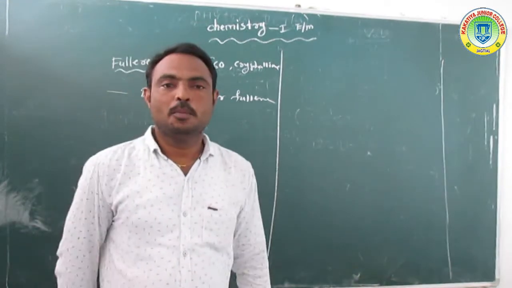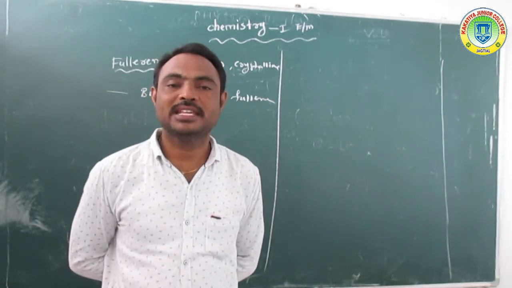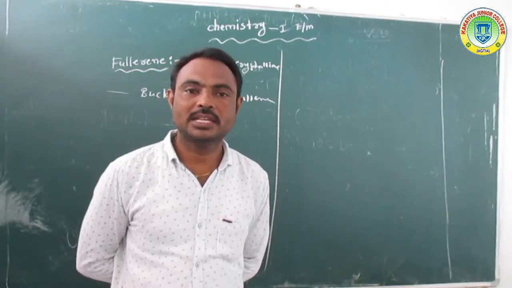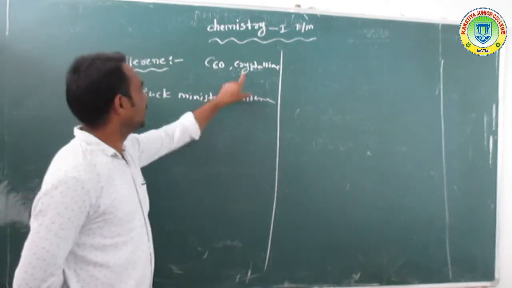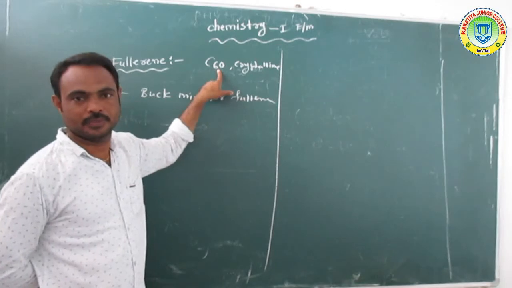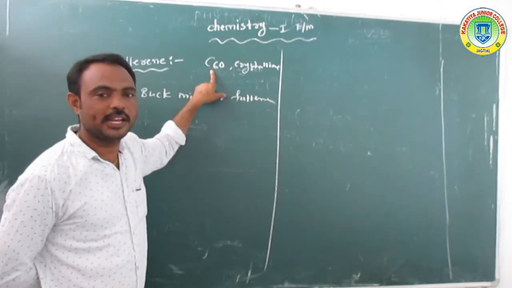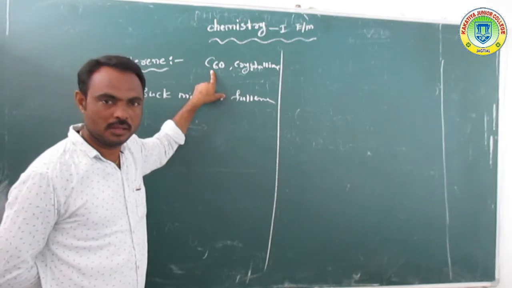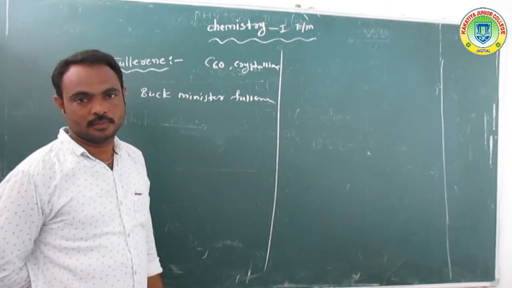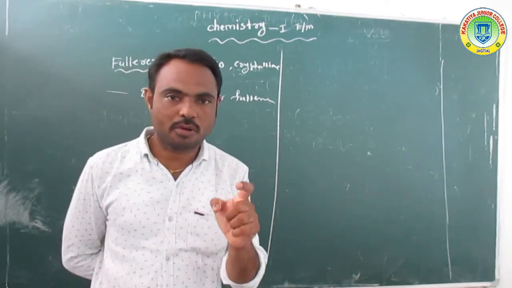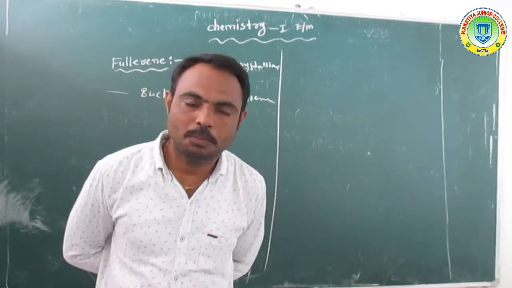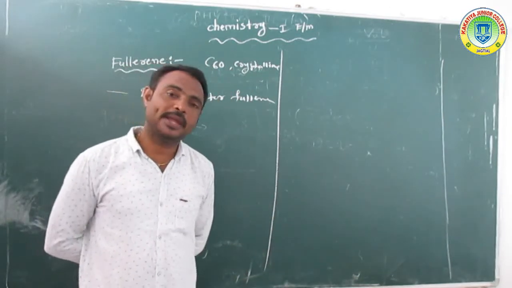We know that fullerene is also one of the best examples of crystalline allotropy of carbon. What is the formula? C60. C60 is the formula, and it is completely named Buckminsterfullerene. Simply, as a shortcut, we call it fullerene. How is it prepared?